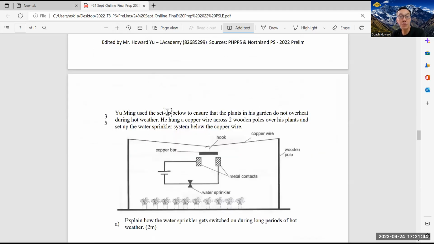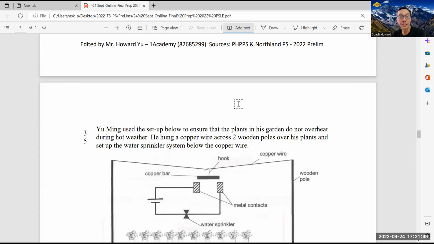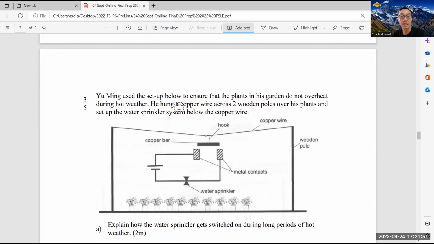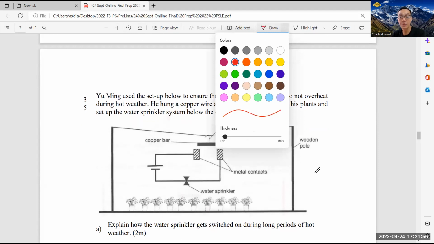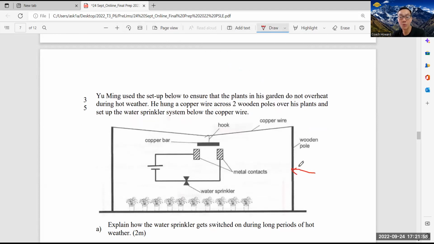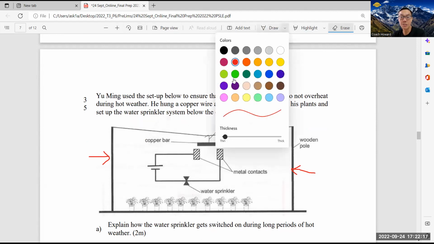So they say Yu Ming used the setup below to ensure that the plants in his garden do not overheat during hot weather. He hung a copper wire across two wooden poles. So let me annotate. So this is the wooden pole, here and here. And this is the copper wire. Okay, this part. They already highlighted the copper wire here. Okay, and set up the water sprinkler system below. So when you look at this diagram, you must visualize how this thing works. So this is called visualization.